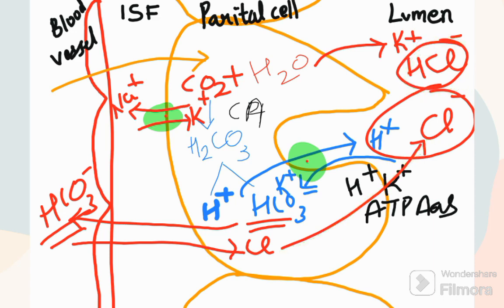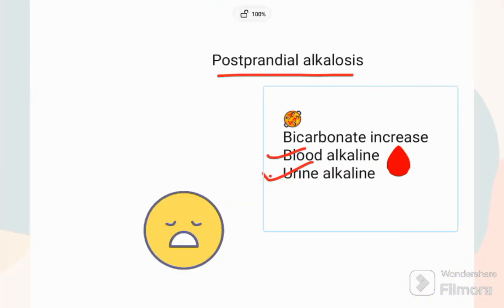And one more pump is present, the Na plus K plus pump, which exchanges Na plus and K plus. The K plus inside the cell increases so that the K plus comes out of the cell. And the ATP is used in this pump also. And HCO3 minus is present in the blood, which is alkaline and which causes the postprandial alkalosis. Postprandial alkalosis is because of the bicarbonate increase in the bloodstream, which causes the blood to become alkaline and then the urine to become alkaline, which is one of the reasons why we get tired after our meal.